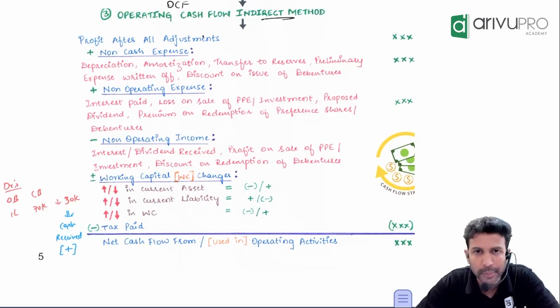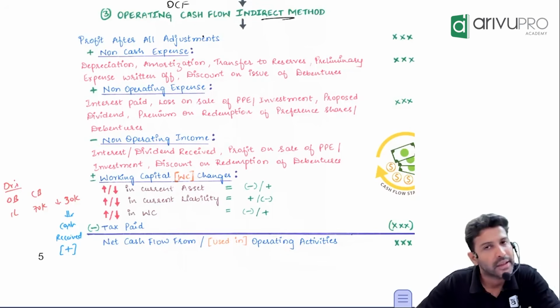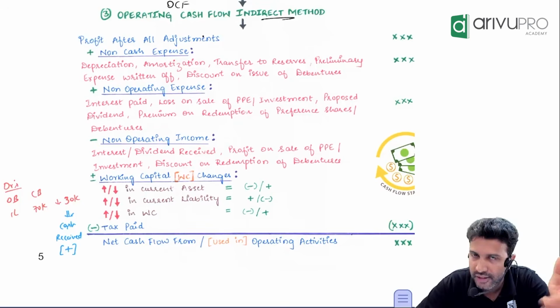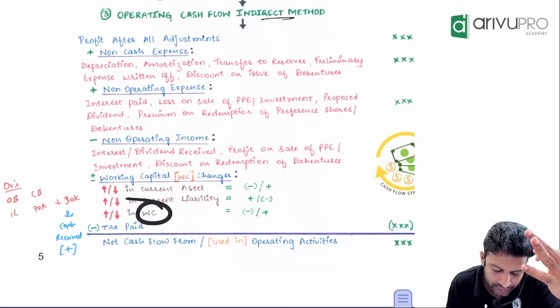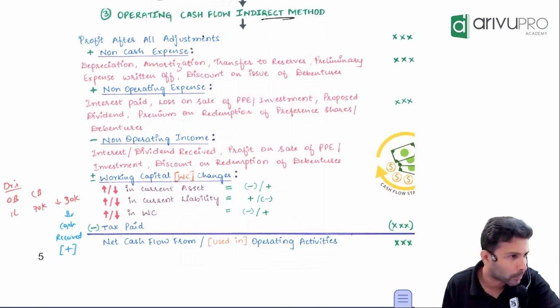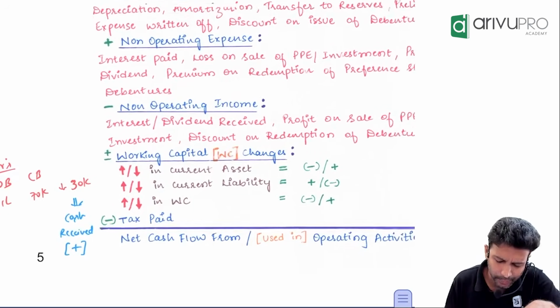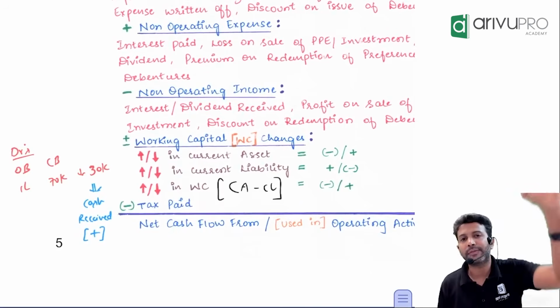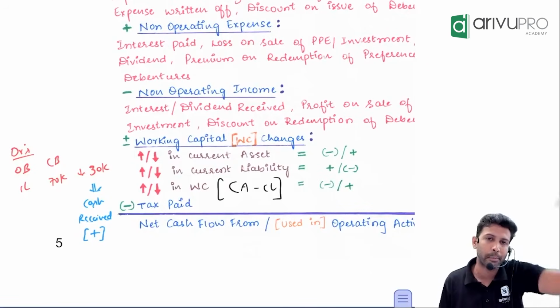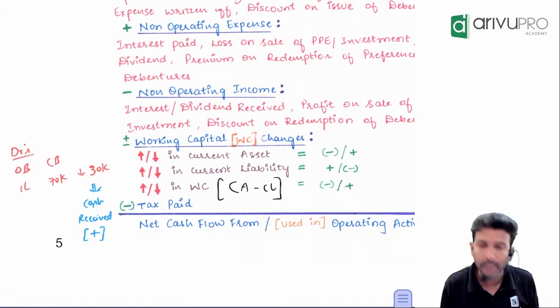Increase in current asset means minus. Decrease in current asset means plus. Increase in current liability plus. Decrease in current liability minus. Sometimes instead of this, they will directly give you working capital. Working capital is nothing but current asset minus current liability. If they give you increase in working capital, minus; decrease in working capital means plus.